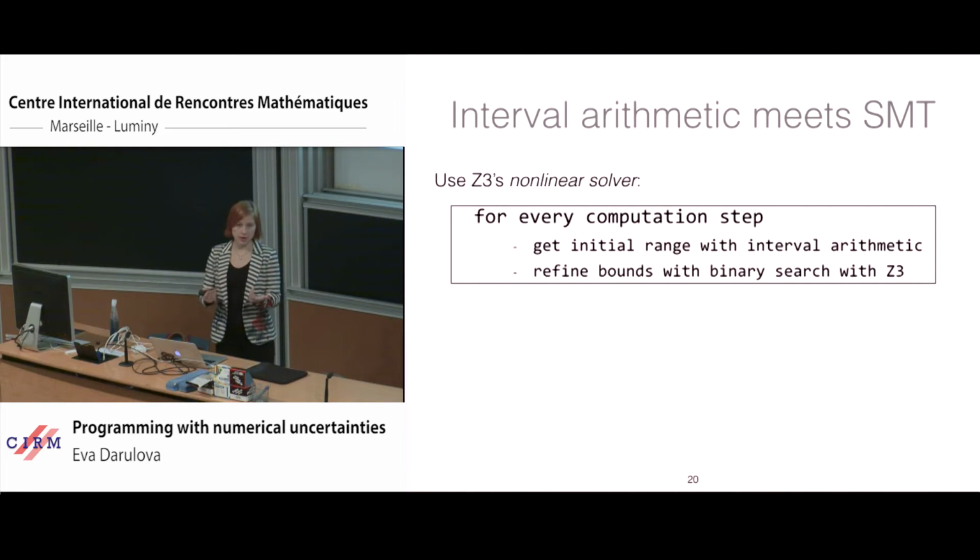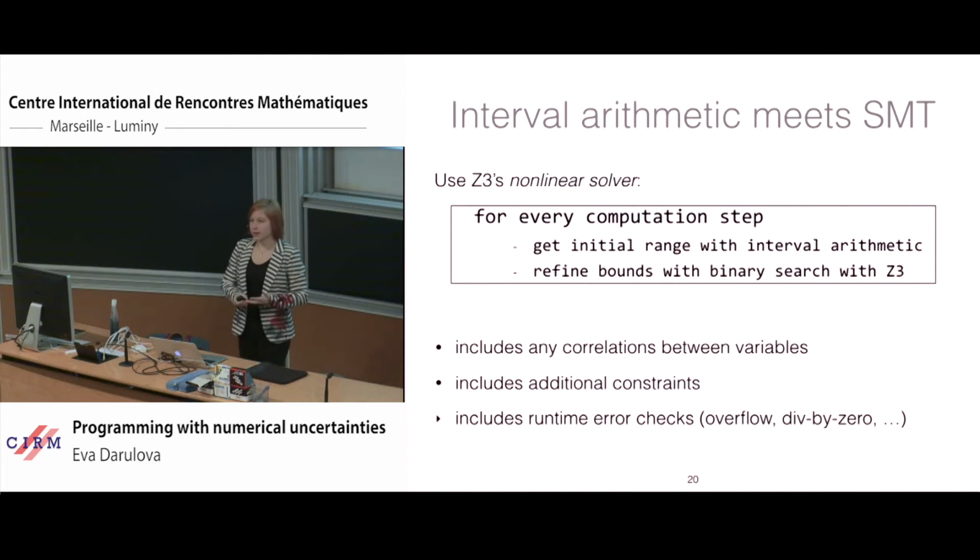The queries that we ask the SMT solver are essentially, let's take this somewhat smaller range, is it still sound? And if the solver says yes, then we're happy, and then we just repeat. If not, then we take a wider range. So this was nice because this took care of all the correlations between the variables, no matter how nonlinear they were. And it allows us to add these additional constraints, like for the triangle example that I've shown before.